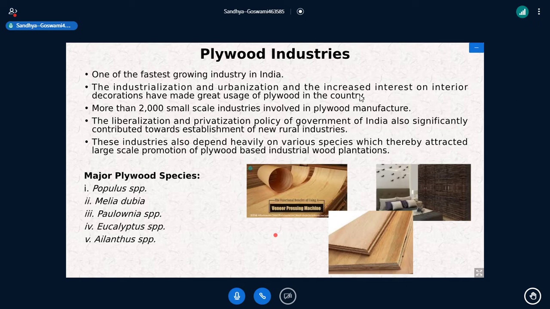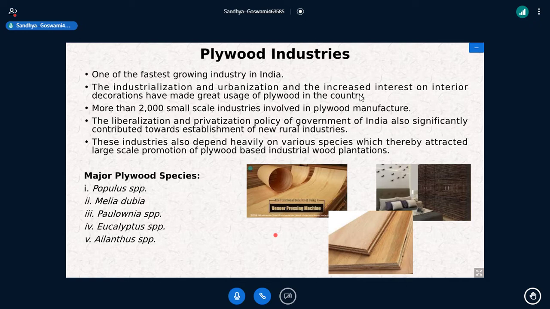And as in 1988 policy, government said that more privatization in industrial, in rural areas, industries must be open. Then since then, more number of plywood industries have started setting up in small scale. And large scale plywood industries are also there, of course. So we can say that we have plywood industries in small scale as well as in large scale.